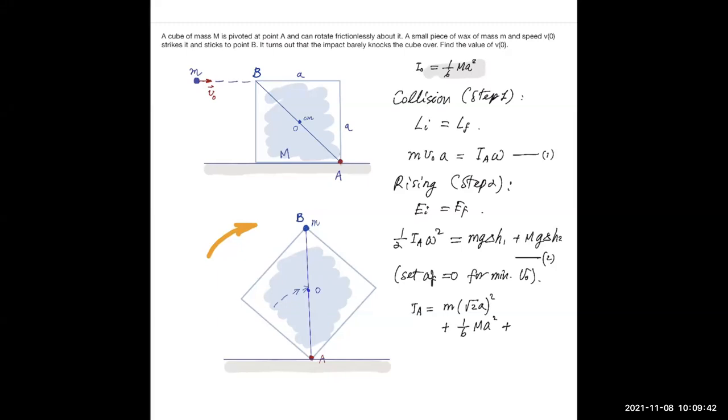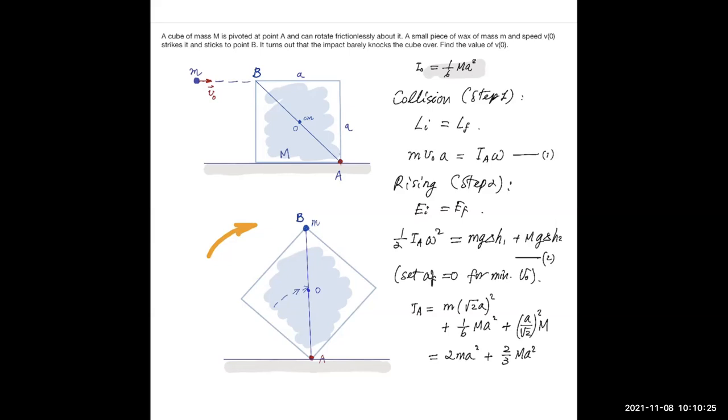M d squared. D is the distance between point O, the center of mass, and point A. And that distance, as you know, is half of the square root of 2 A, because the diagonal equals the square root of 2 A, and therefore that distance is half of that. So it is equal to A over the square root of 2. You square that, and you multiply by the mass of the block. And that'll give you the answer of 2 m a squared plus 2/3 big M a squared. So that is how you calculate rotational inertia.